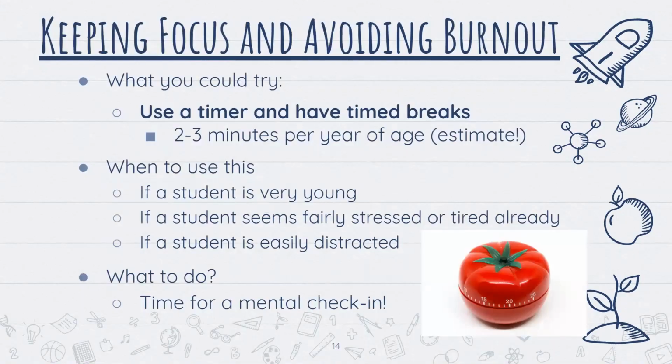A little more about keeping focus and avoiding burnout. During our sessions, it's important to remember that kids have a different attention span than we do. A pretty useful tool for making sure kids don't get too burnt out is to set a timer to have regular timed breaks. You can estimate how much time a student can focus for by multiplying their approximate age by 2 or 3. So if a student is in second grade, they may be around 7 years old, so a break after 21 minutes might be pretty good. This is especially useful when a student is very young, seems fairly stressed out already, or is easily distracted.